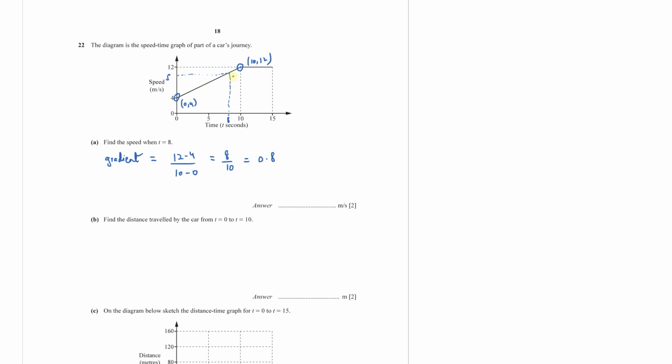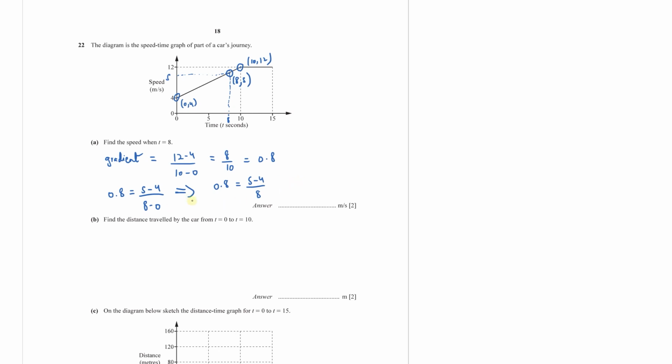So I know that gradient is 0.8. Now let's use this point here. So since the x value is 8, this point here is 8 and the y value is s. So I can write the gradient 0.8 as the y value is s, so s minus 4, over the change in value of x, which is 8 minus 0. So this gives you 0.8 equals s minus 4 over 8.